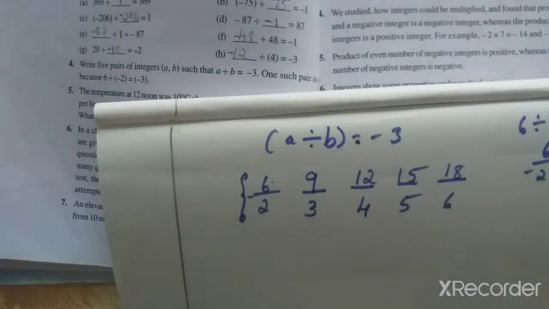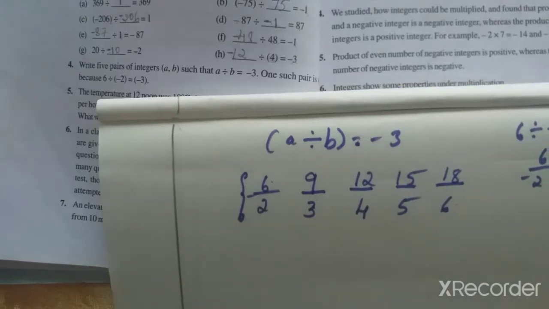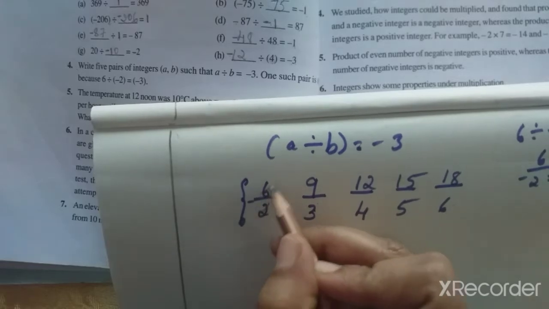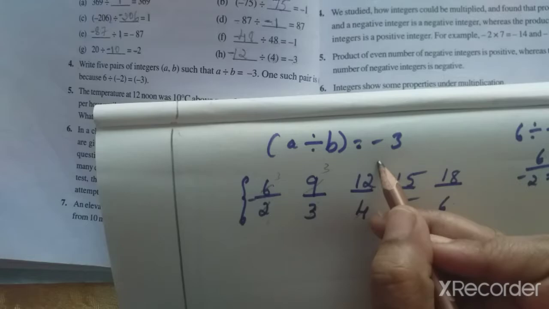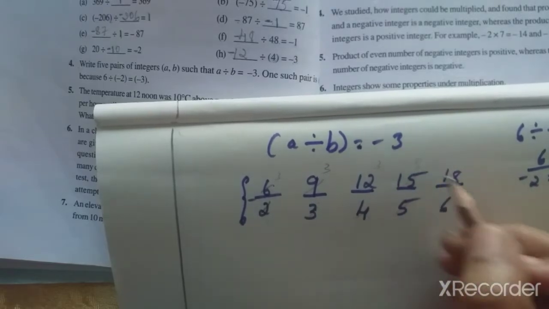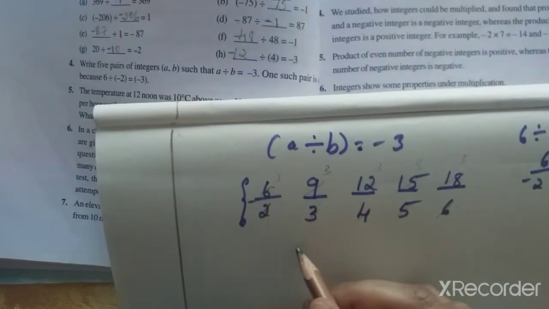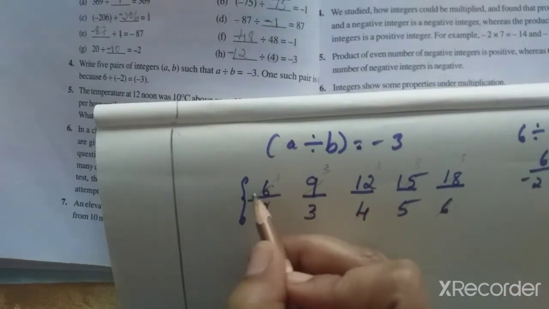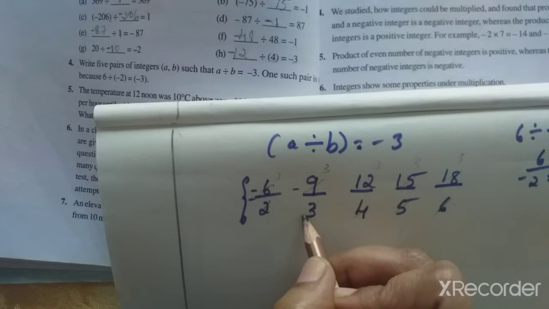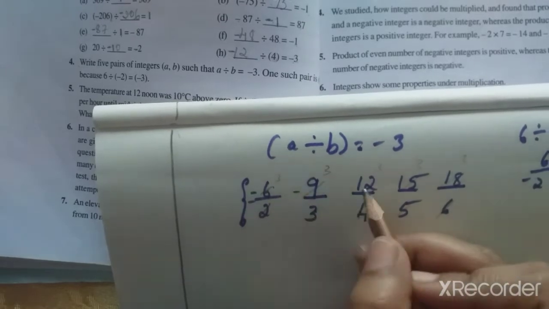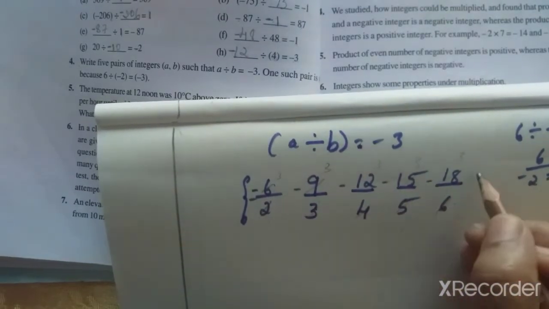It means after dividing, you get the answer as minus 3. So 2 ones are 2, 2 threes are 6, 3 ones are 3, 3 threes are 9, 4 ones are 4, 4 threes are 12, 5 ones are 5, 5 threes are 15, 6 ones are 6, 6 threes are 18. So we have to get the minus symbol. The minus can go anywhere, in the numerator or in the denominator, one minus symbol anywhere.